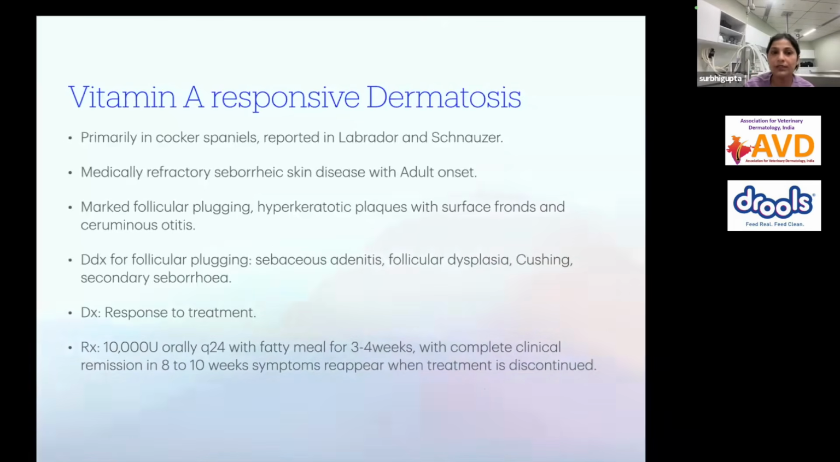So the features you are going to see in such dogs are basically follicular plugging, surface fronds, and ceruminous otitis, almost similar to that of seborrhea. But follicular plugging is something which is more evidently seen in this case, because the condition has become worse.